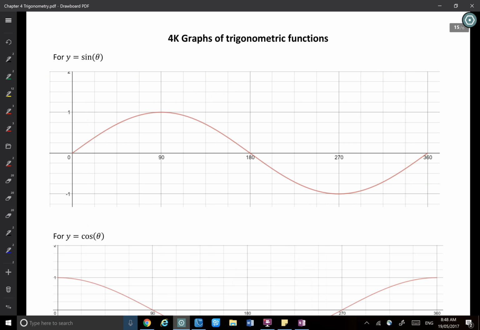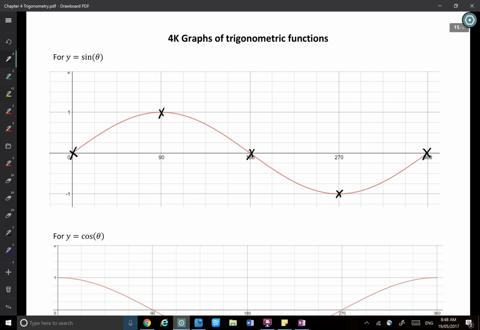And let's go back to our notes. That's the graph for sine. From 0 to 360 degrees, the maximum value is 1 and the minimum value is -1. Some special points you need to remember are this point, this point, this point, this point, and this point. Those points are the special ones. When you sketch the graph, you need to label those 5 points.